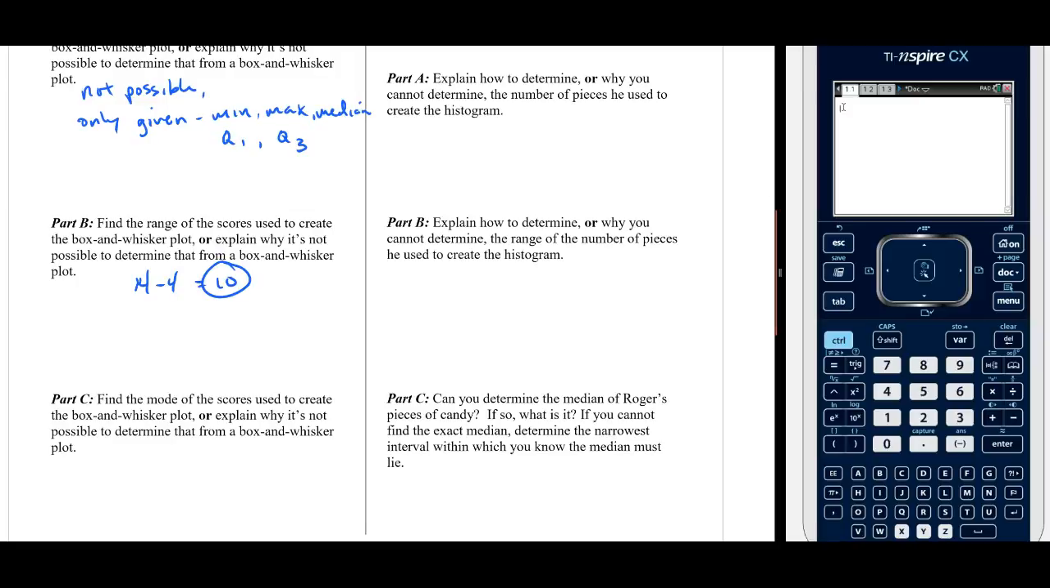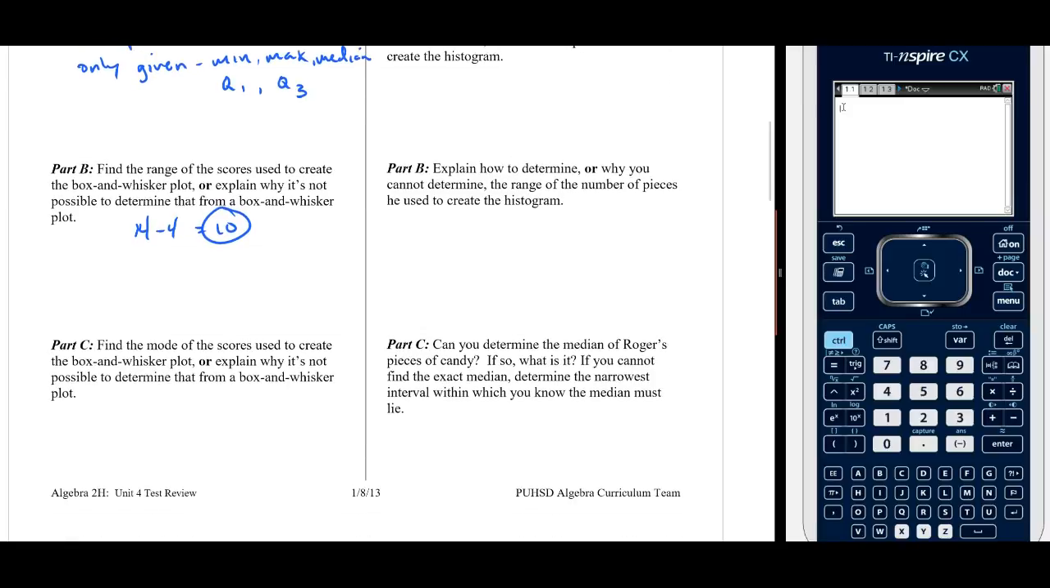Find the mode of the scores. Mode, we would need to know which score showed up the most. We don't know that, so explain why it's not possible to determine from the box and whisker plot. We don't have all of the data to see which score was most frequent.